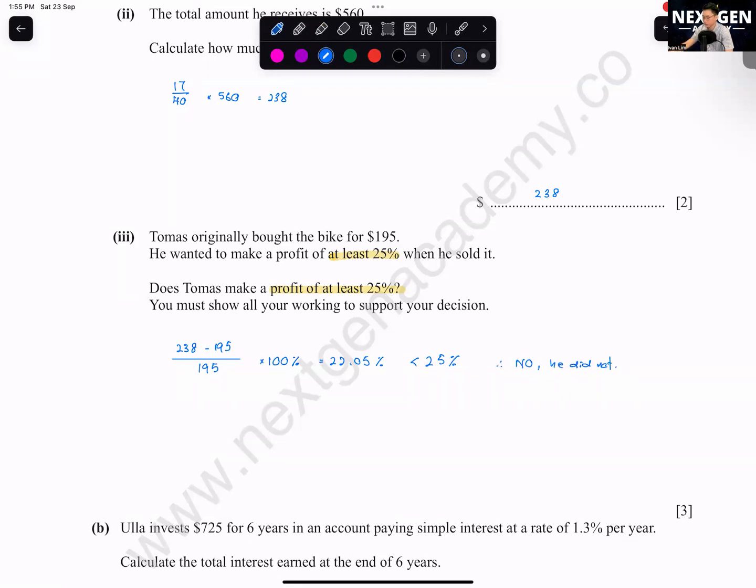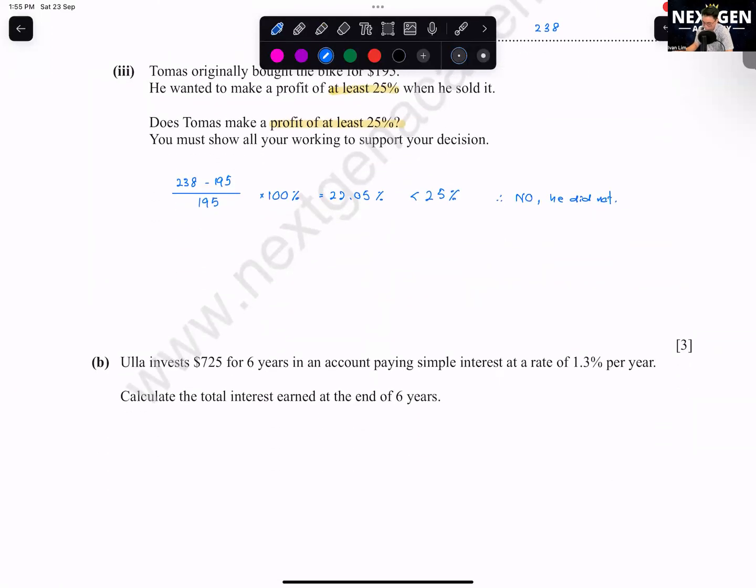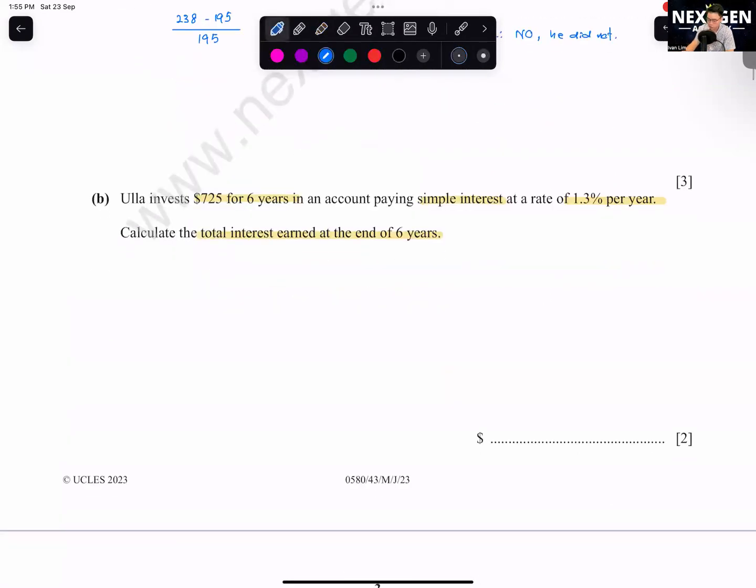Next one, question B. Ula invests 725 for 6 years in an account paying simple interest at a rate of 1.3% per year. Calculate the total interest earned at the end of 6 years. We just need to put it into the formula I equals PRT over 100. P is your principal, the original amount: 725 times 1.3 times 6 over 100.